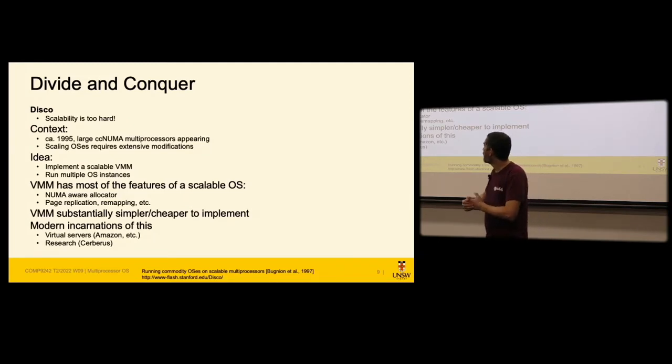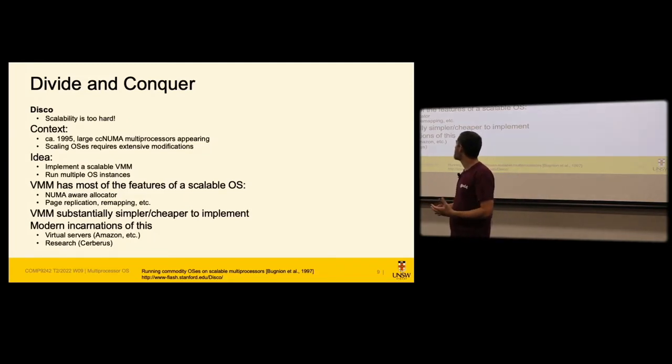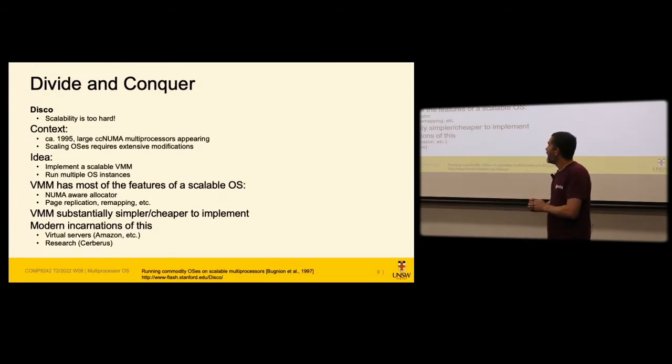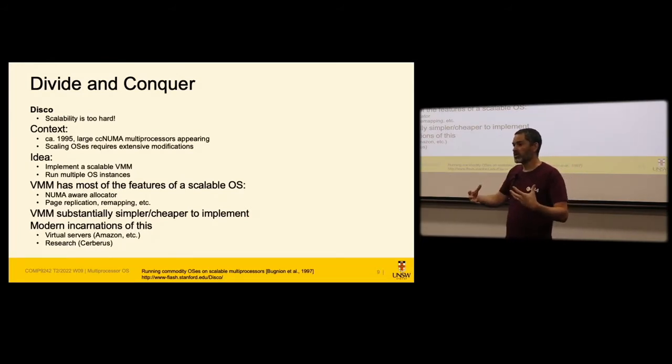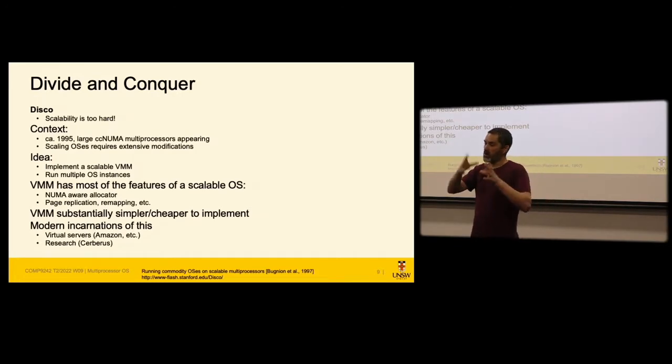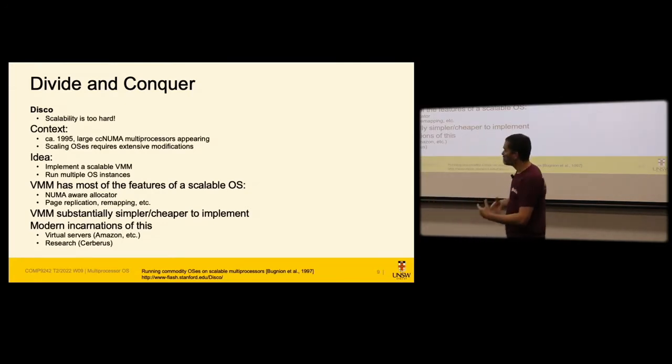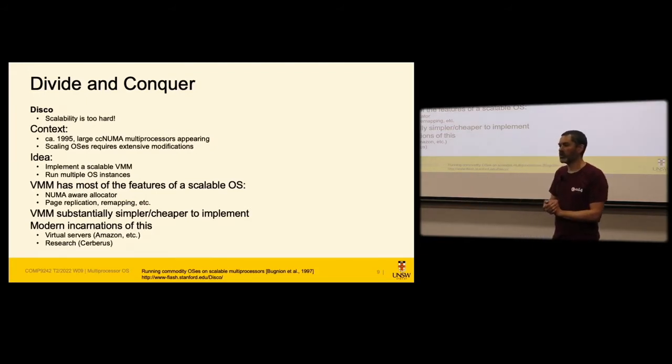And the idea behind Disco was to implement a scalable virtual machine monitor. So to use virtualization and then run multiple OS instances on this single machine on separate virtual machines. So you have this virtual machine monitor that takes the multiprocessor and represents it as a bunch of separate smaller machines. And then you can take your off-the-shelf OS and software and just run it on these various machines. So you don't have to modify your OSs, but you're taking advantage of your multiprocessor hardware.